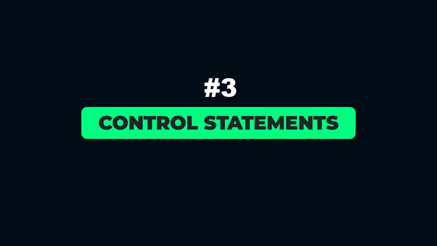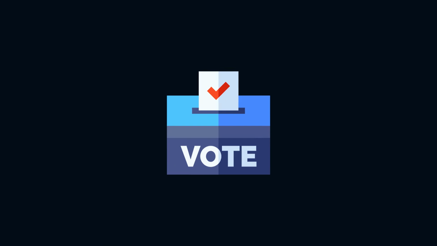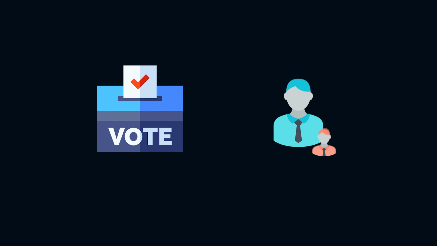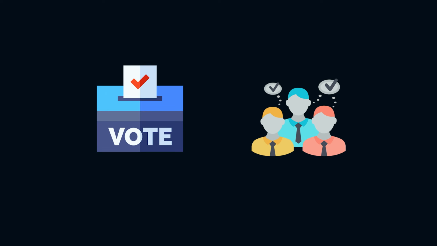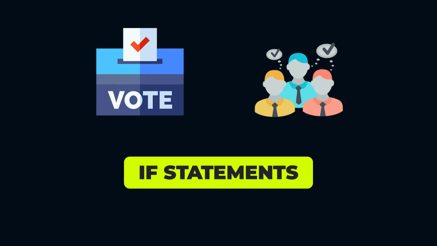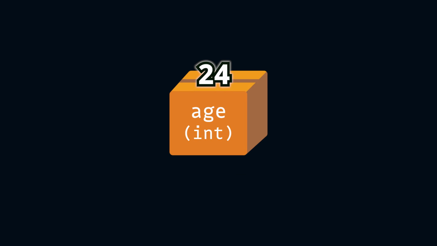Next, we have control statements which allow us to control the flow of our code based on certain conditions. For instance, imagine there is an election happening in your country and you want to check if people are old enough to take part. And that's where you can use if control statements to make these checks. For example, your age is 24.